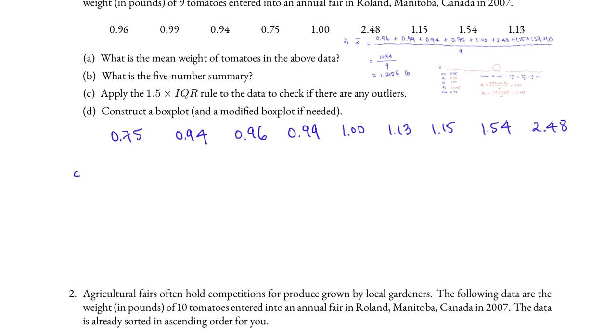To use the 1.5 IQR rule to determine the outlier, we first find the IQR, which is the interquartile range. It is always Q3 minus Q1. Q3 is 1.345 and Q1 is 0.95. Thus the IQR is 0.395.